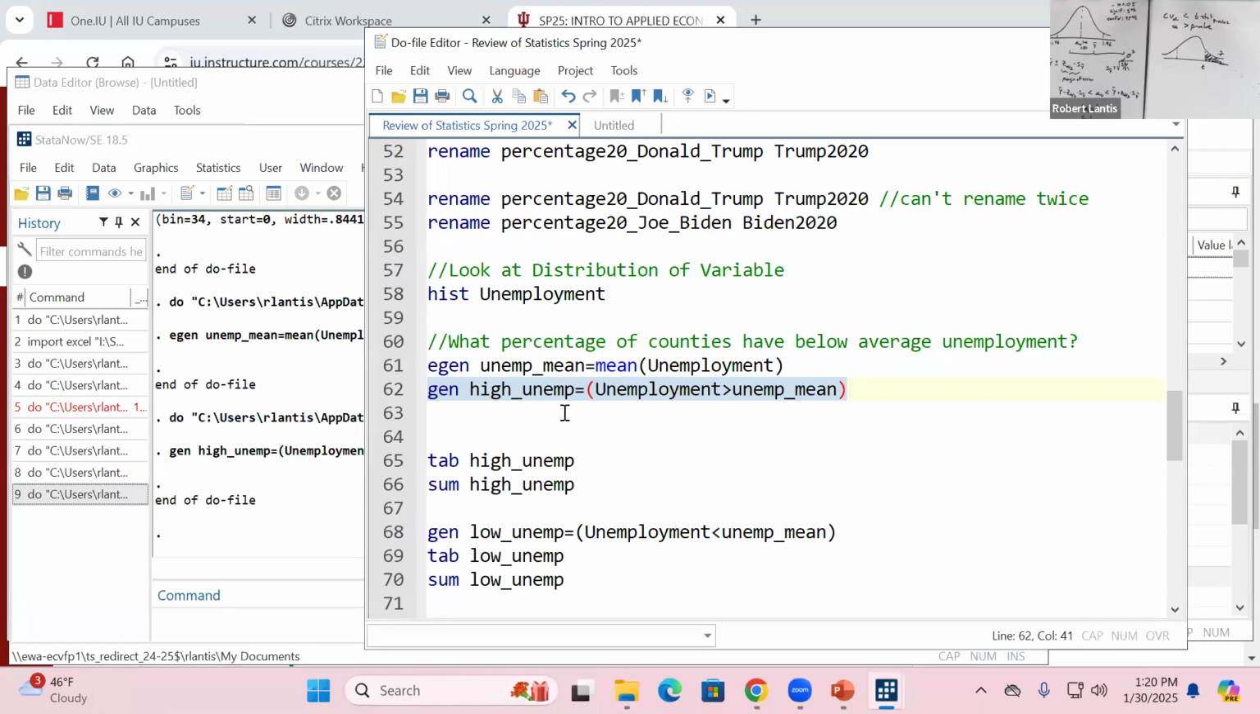Everybody with me up to this point? Is this making sense? Okay. So I can use these commands.